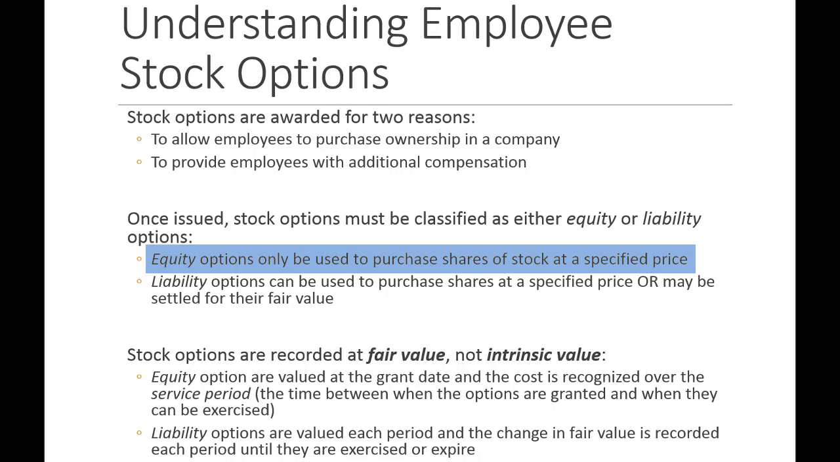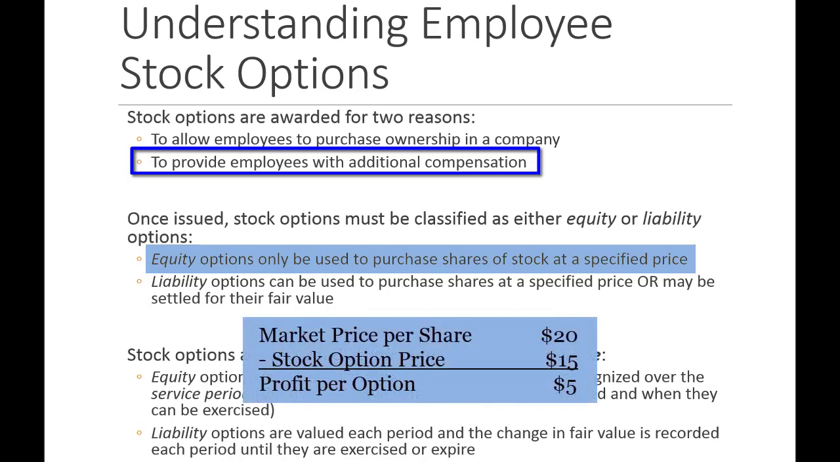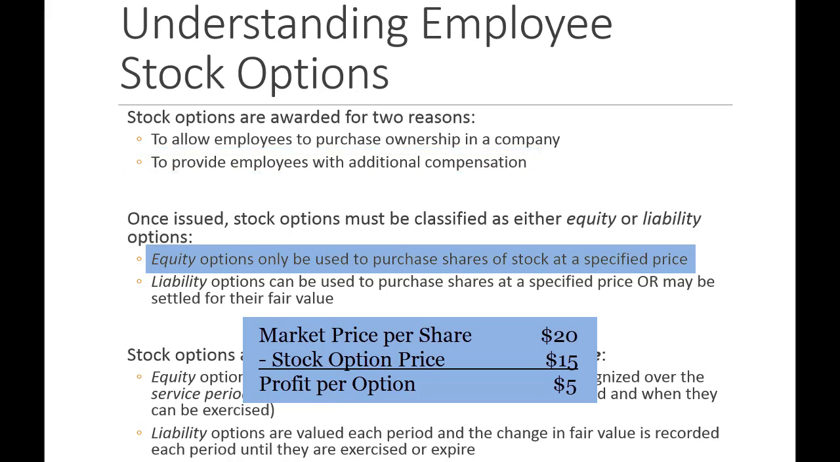But that's not what a lot of people do. They're going to exercise an option and then turn around and sell it on the open market and make some profit right now. That's where the additional compensation piece comes in. So I get a stock option from my company, lets me buy the share at $15 a pop. I see that the stock price is $20 a piece on the open market, so I go buy it for $15 and I sell it for $20. With an equity option, that's what I have to do as an employee. I have to come up with the money to buy the shares at $15 a share, and then I can make that $5 profit by selling them on the market.